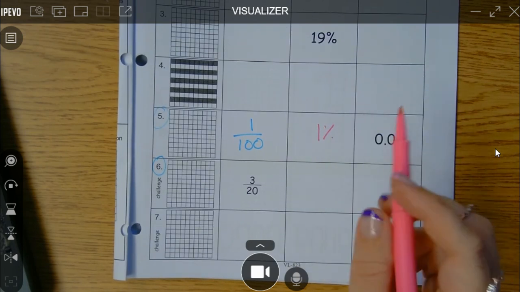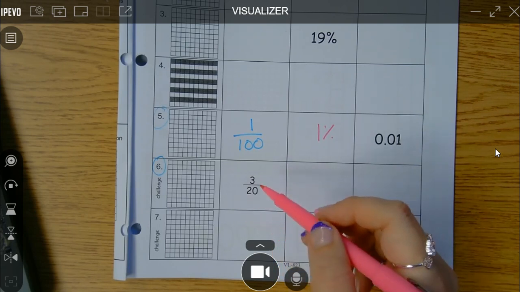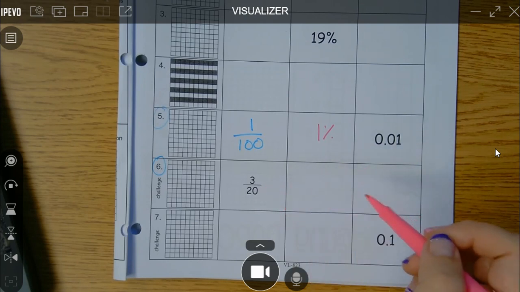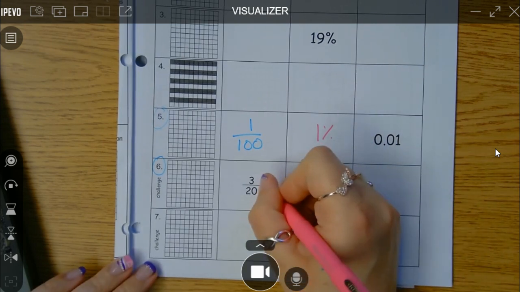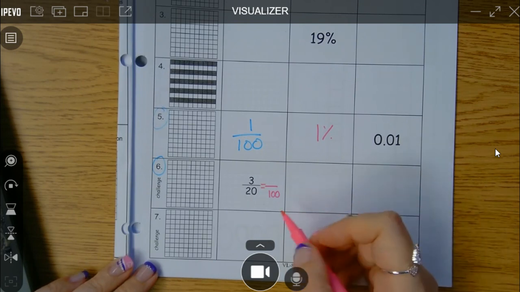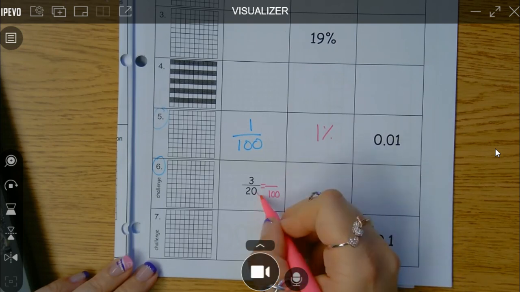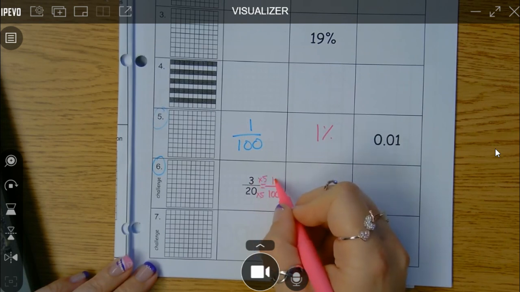Okay, this other one, this time we got the fraction. Well, if I know the denominator is like 10 or 100, I could go to a decimal, right? Let's have it be 100 because then I can go easily to my percent. So let's do that. And how do you go from 20 to 100? What do you need to multiply by? Yeah, that's right, 5. So then do the same thing on top, and 3 times 5 is 15.